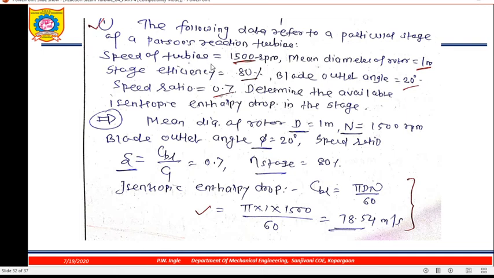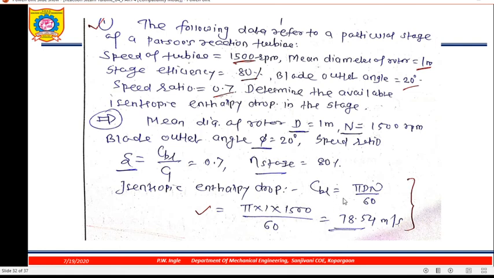Then the following data refers to a particular stage of Parsons reaction turbine. Speed of turbine is 1500 rpm. Mean diameter of rotor is 1 meter. Stage efficiency is 80%. Blade outlet angle is 20 degree. Speed ratio is 0.7, and determine the available isentropic enthalpy drop. So very simple. S is CBL by C1. Stage efficiency is given. So isentropic enthalpy drop you have to calculate.